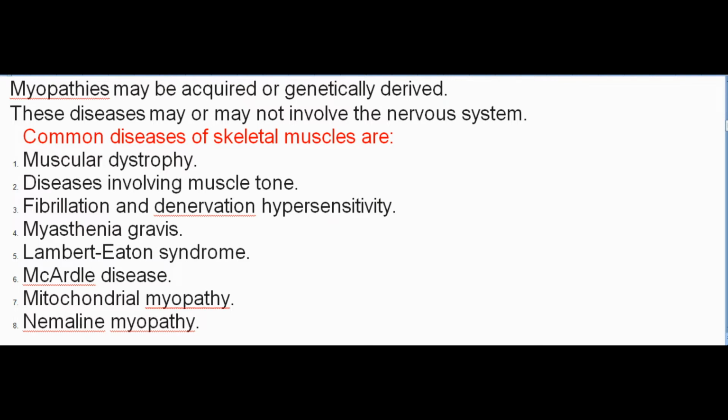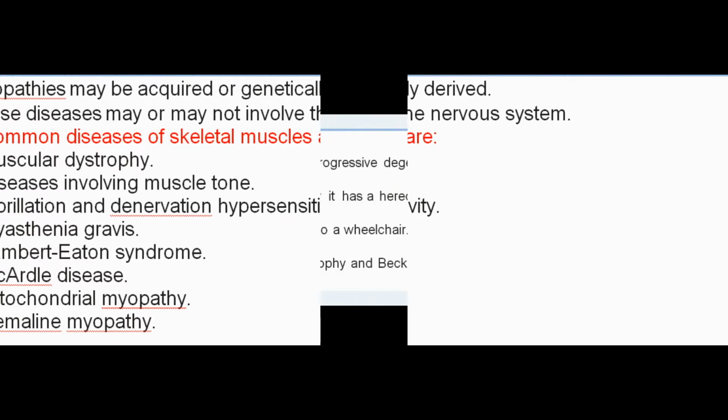Common diseases of skeletal muscles are muscular dystrophy, diseases involving muscle tone, fibrillation and denervation hypersensitivity, myasthenia gravis, Lambert-Eaton syndrome, myocardial disease, mitochondrial myopathy, Nemaline myopathy.